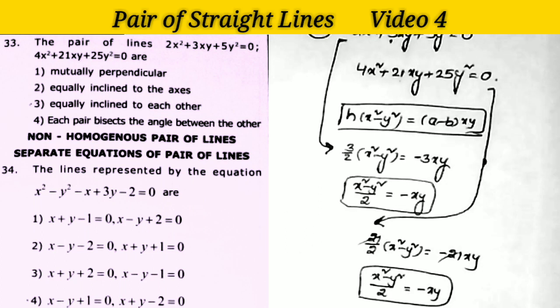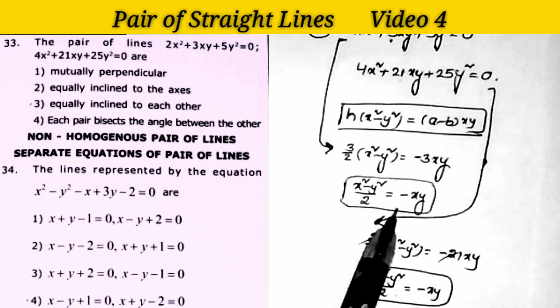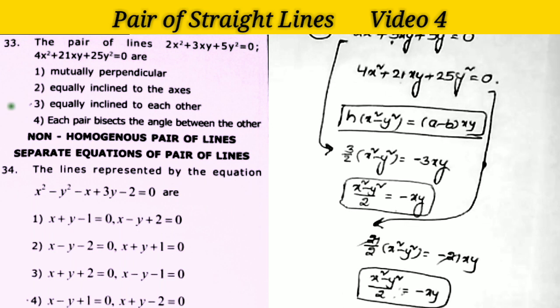These are the angular bisectors of the first equation, and observe here these two values are equal. So the answer is the third option, equally inclined to each other, since the angular bisectors of the two equations are equal. That's all.